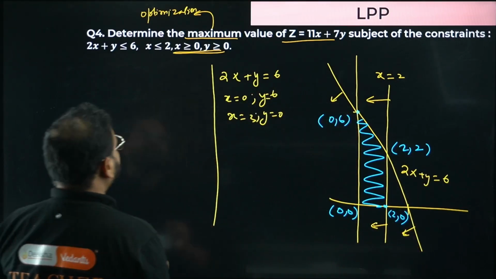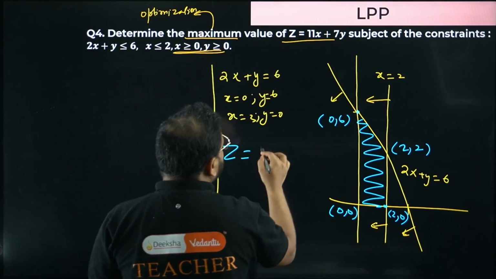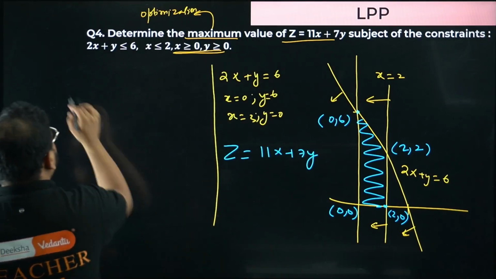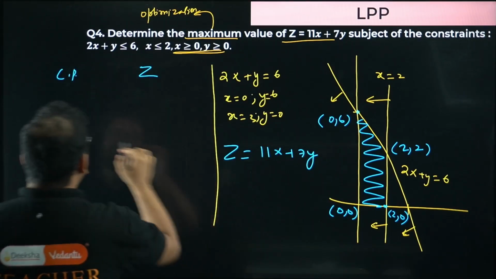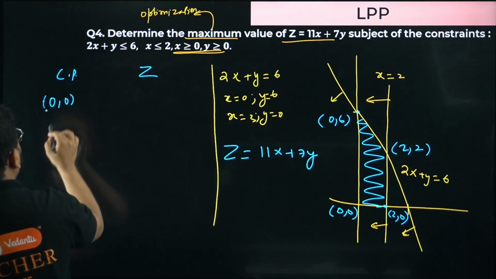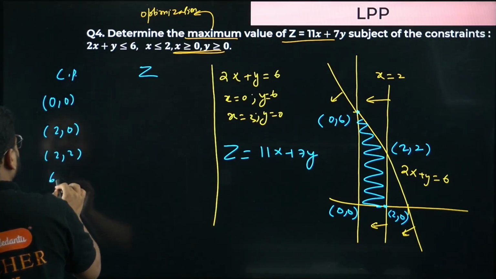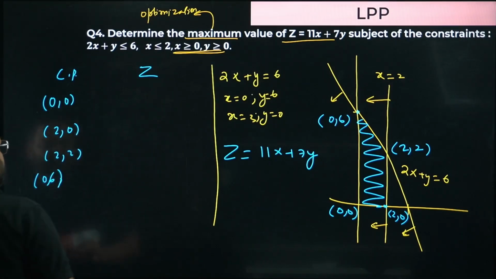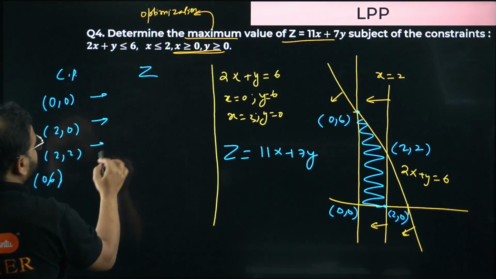Great. Okay, so let's write the coordinate points now. z is given as 11x plus 7y. What are the coordinate points? First is (0, 0). Next we have (2, 0), (2, 2) and (0, 6). Okay, so let's write the respective value of the objective function.